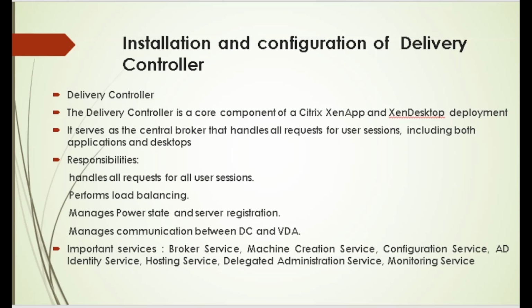The other is the hosting service. This service manages communication between the delivery controller and the hosting platform, whatever you select, normally VMware. Then the delegated administration service manages authentication, and the monitoring service is for monitoring purposes. So these are the important services of the delivery controller. There are 21 services in total, but I just added the important ones here.